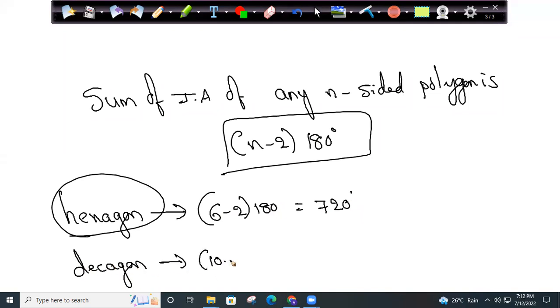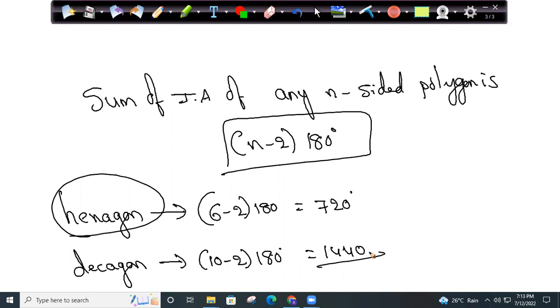A 10-sided polygon. So 10 minus 2 into 180, 8 into 180, 1440 degrees. I am good at fast calculations here. So if I know the number of sides a polygon has, the sum of interior angles of any n-sided polygon is given by n minus 2 times 180 degrees. As simple as that.